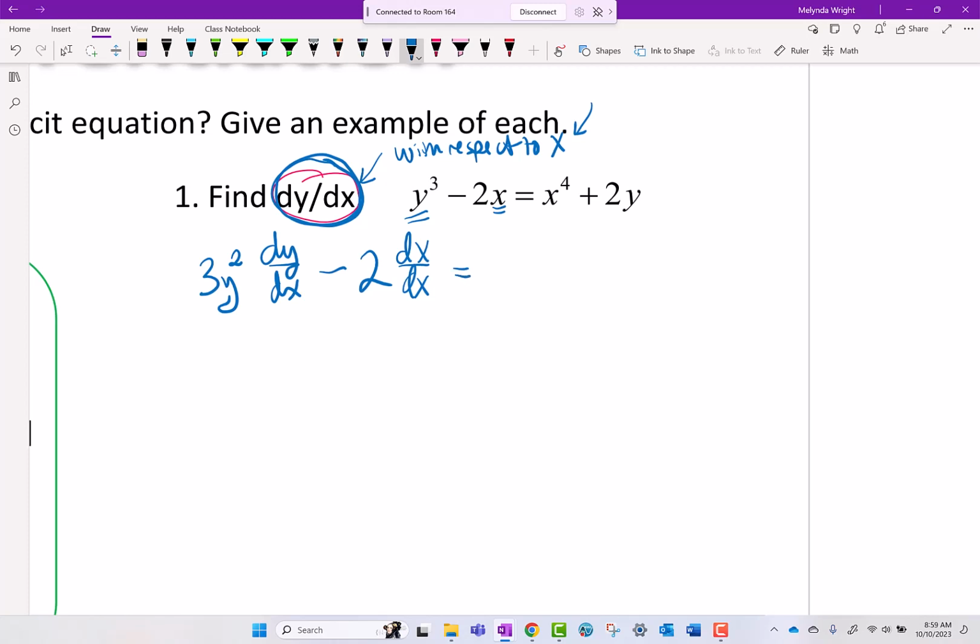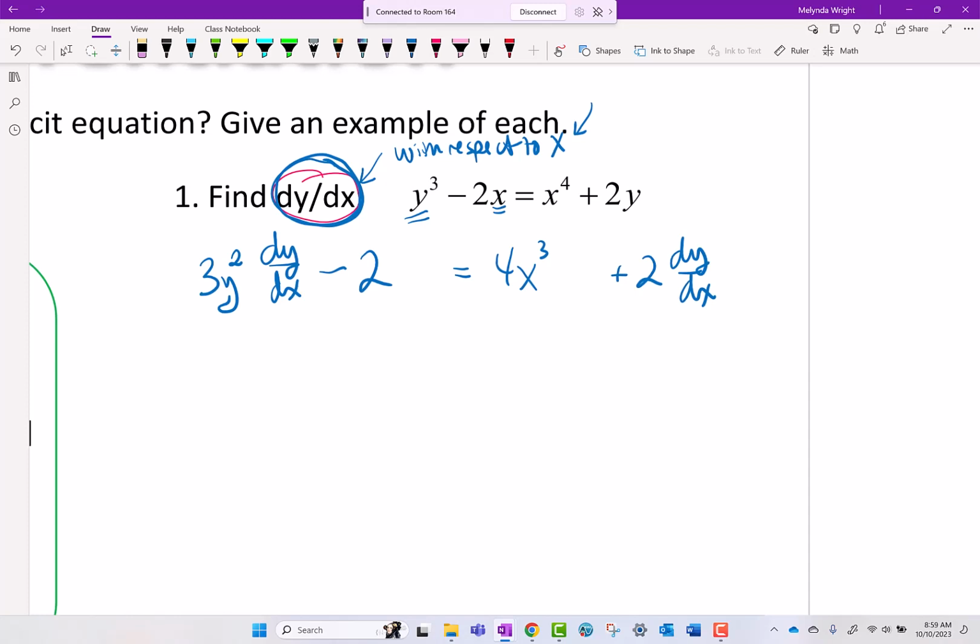Equals. The derivative of x to the fourth is 4x cubed. Again, if you want to tag everything, you would tag it dx dx. Plus the derivative of 2y is 2 dy dx. Now I'm going to put a slash through the dx dx's so we know we don't need to do anything with them. Actually, I'm just going to erase them. Okay.